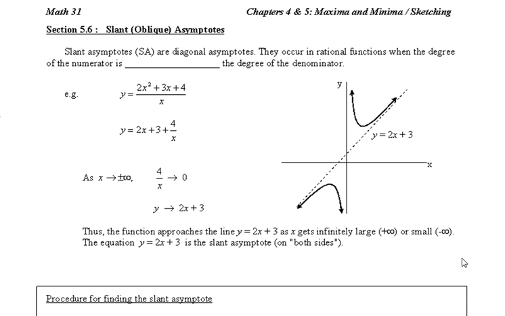Asymptotes or oblique asymptotes. One thing we need to review is that horizontal, vertical, and slant asymptotes can be crossed. We're looking at just as we approach positive or negative infinity, when we approach some line. A slant asymptote, which we'll call SA, is a diagonal asymptote, also called an oblique asymptote, common name oblique. They occur in rational functions when the degree of the numerator is 1 more than the degree of the denominator.